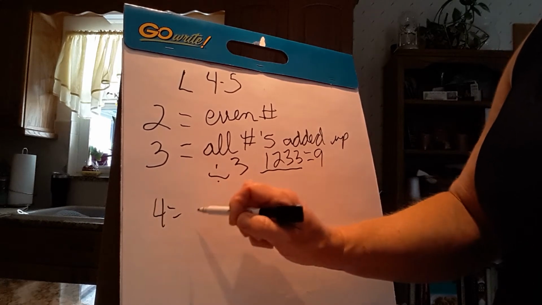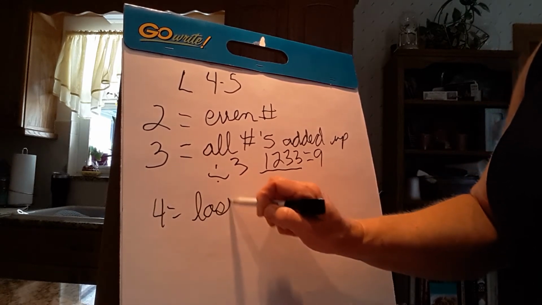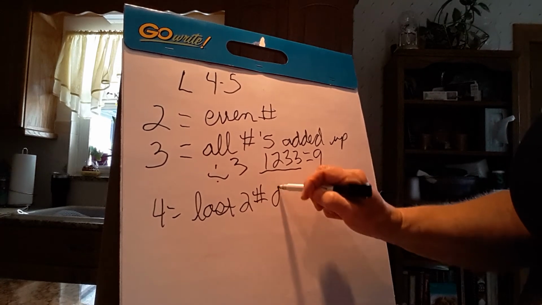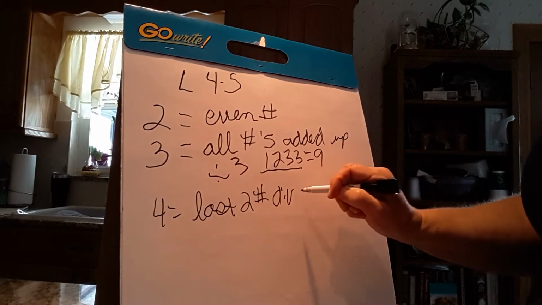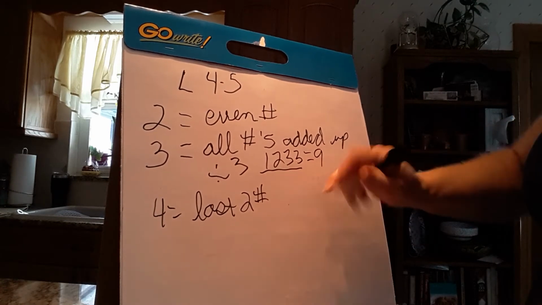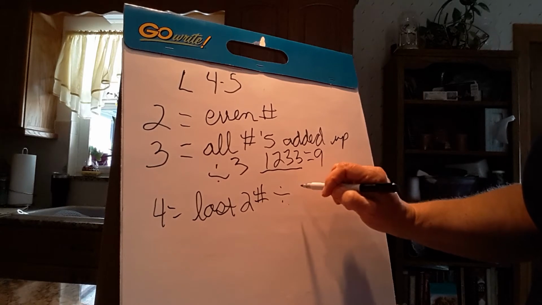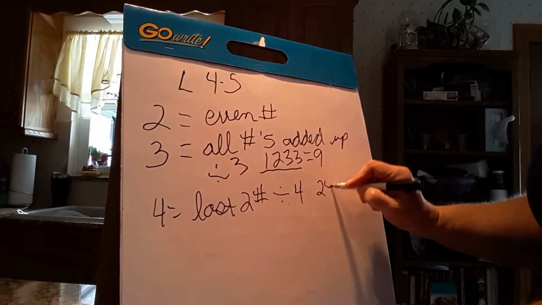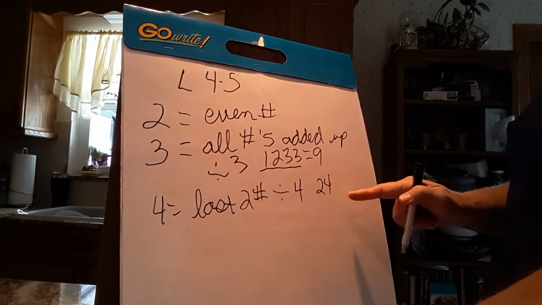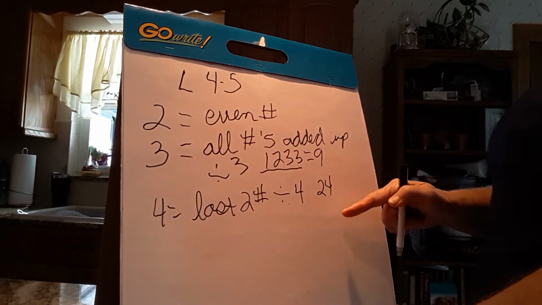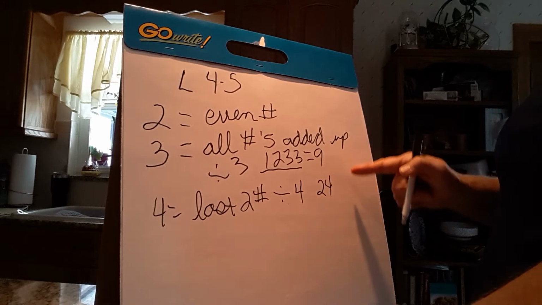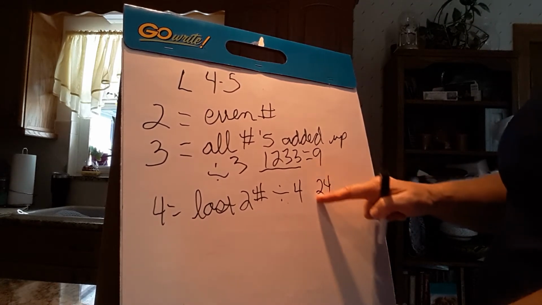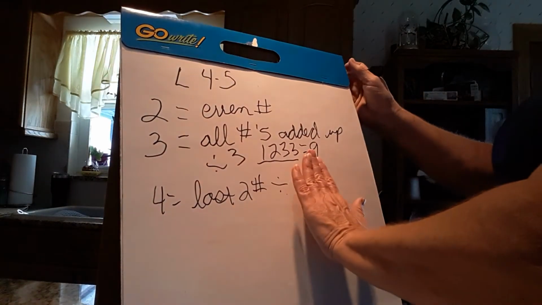For 4, the last 2 numbers are divisible by 4. So if I have 24, that is divisible by 4, because 6 times 4 is 24. If I have 32, that's divisible by 4, but it has to be the last 2 numbers. It's not just the last one.